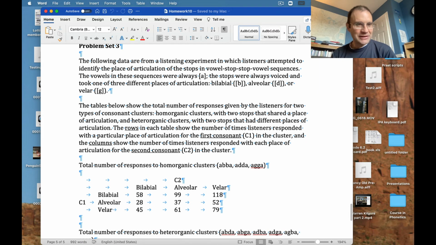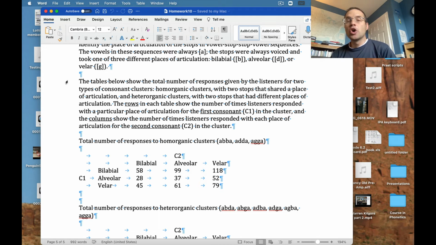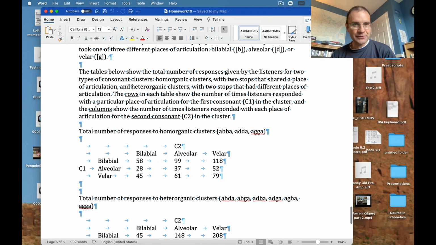And so I just played these to people and said, tell me what the consonant sounds are in the middle, basically. So the tables below show the total number of responses given by the listeners for 2 types of consonant clusters: homorganic clusters like adda or agga, something like that, with 2 stops that shared a place of articulation, and also heterorganic clusters with 2 stops that had different places of articulation. So this would be like the abga or adba, whatever.